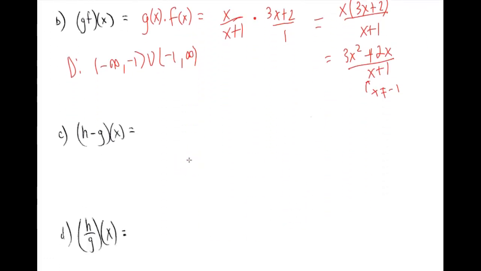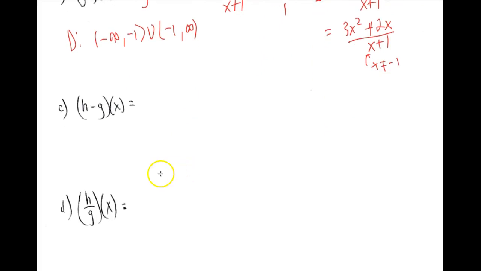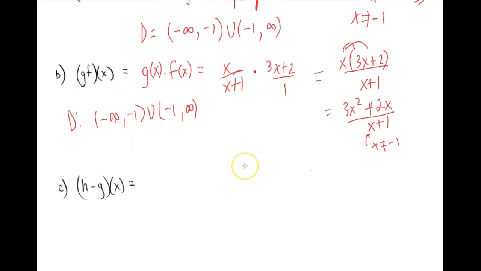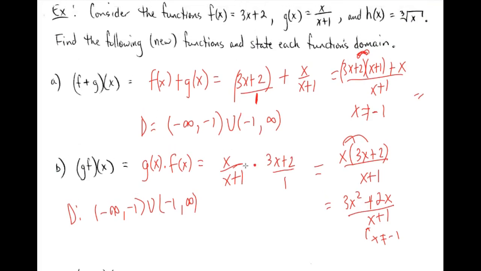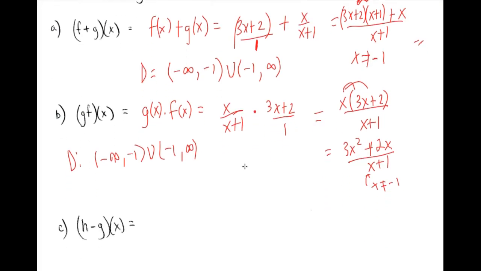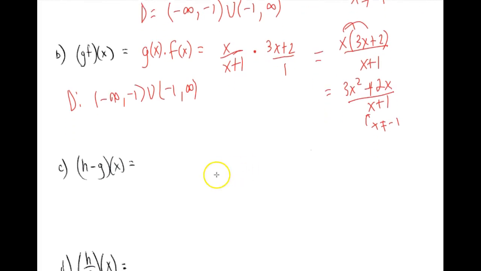Okay, for our next example here, we will have h minus g of x. And so if we look back up here, we'll remember that our h of x is the cube root of x, and our g of x is x divided by x + 1. Okay? So again, this will be h of x minus g of x, which will be the cube root of x minus x over x + 1.